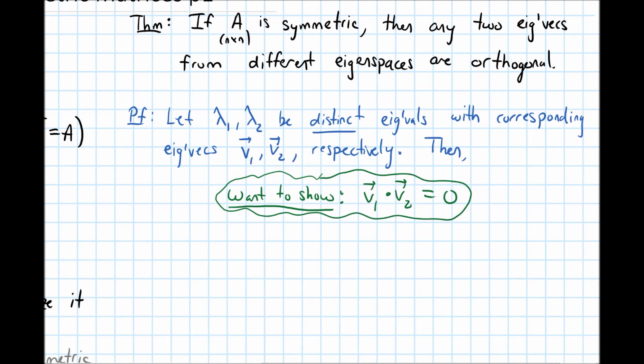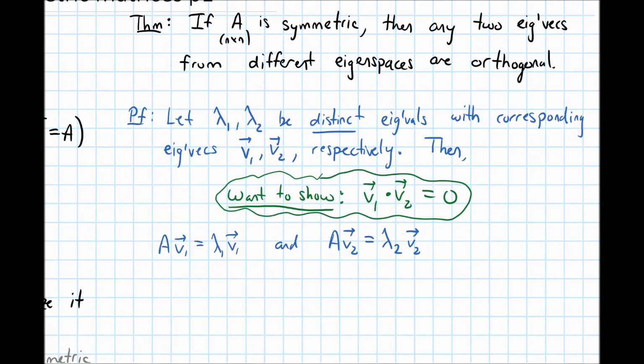Okay. All right, so how are we going to do this? Well, let's first write down what this first part means. So we know that A times v1 will be equal to lambda 1 times v1. That's what it means for v1 to be an eigenvector with lambda 1 as its eigenvalue. And in the same way, we know that A times v2 will be equal to lambda 2 times v2. All right. So my goal is to somehow show that v1 dotted with v2 is 0. So I'm going to need to introduce some dot products into these equations.